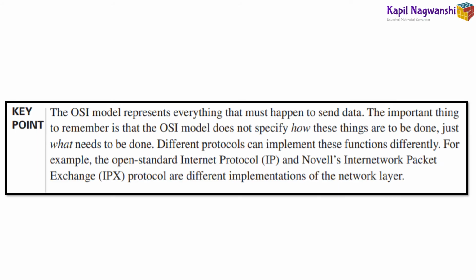The OSI model represents everything that must happen to send data. The important thing to remember is that the OSI model does not specify how these things are to be done, just what needs to be done. Different protocols can implement these functions differently. For example, the Open Standard Internet Protocol and Novell's Internetwork Packet Exchange Protocol are different implementations of the network layer. SPX, IPX, so many different protocols. Xerox also implemented a different protocol in the early days. Nowadays, TCP/IP is very widely used, meaning a globally used protocol.